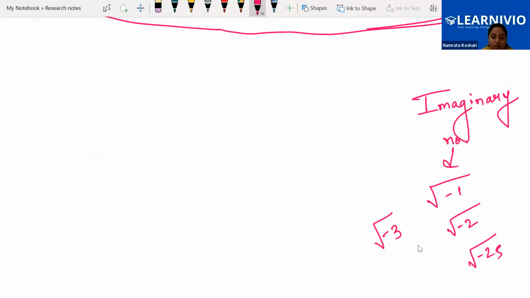So first thing first, we will be talking about composite numbers here. Then we will be discussing prime numbers.